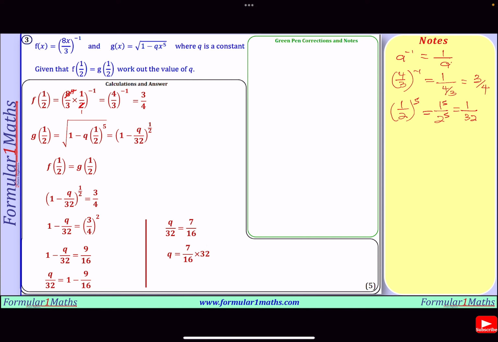Then we can solve that to get this, and then we can reduce this here. 2 goes into 32 sixteen times, and 2 goes into 16 once, and that means q is equal to 14. And that is question 3. And this brings us to the end of this set of questions on SEQ 005.